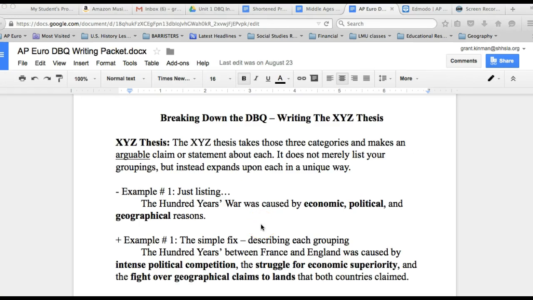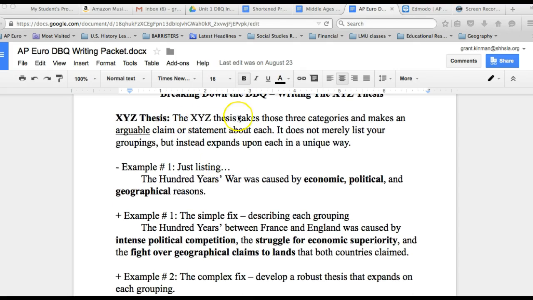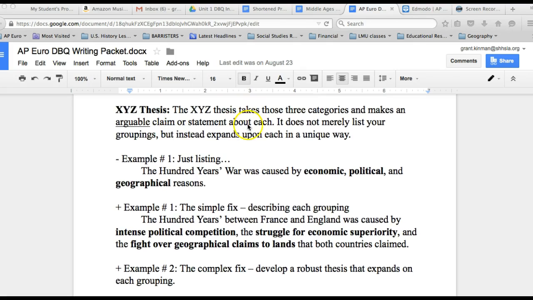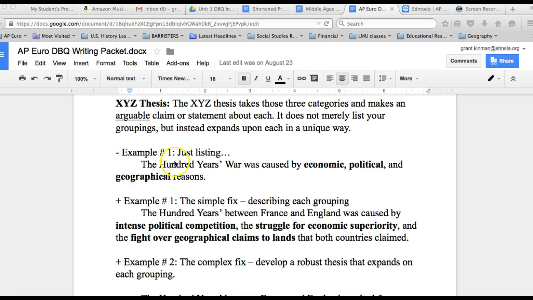So now let's return to our XYZ thesis and break it down. The XYZ thesis takes those three categories and makes an arguable claim or statement about each. It does not merely list your groupings. So, negative example number 1, just listing. This is what we don't want to do. The 100 Years' War was caused by economic, political, and geographical reasons. That will not get you a point on the AP exam for sure.